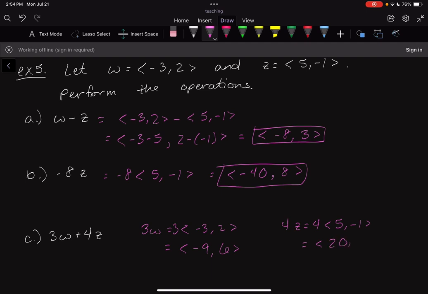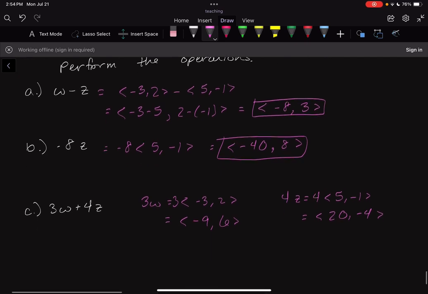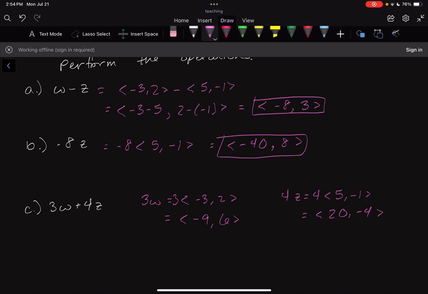All right, I'm going to do my best to get back on track and stop saying the wrong words for things. I meant to say vector, not matrix. Okay, so I did 3W, I did 4Z. Now let me add these together. I'm going to add the -9 and the 20. That's going to give me 11. And then I'll add the 6 and the -4, and that's going to give me 2. So there we go, that's it.